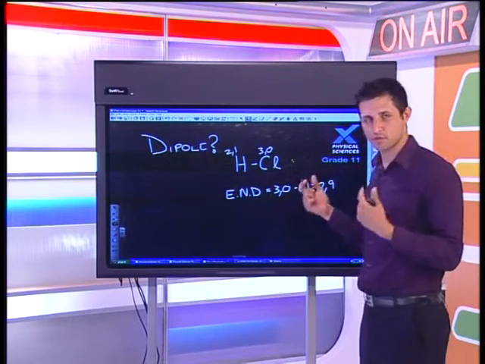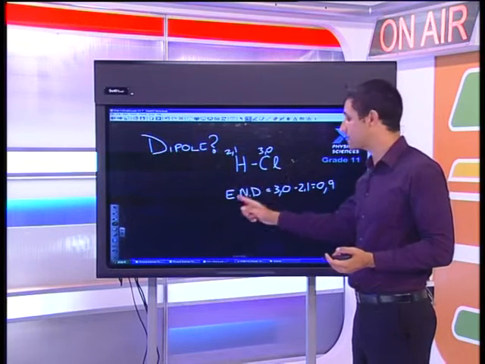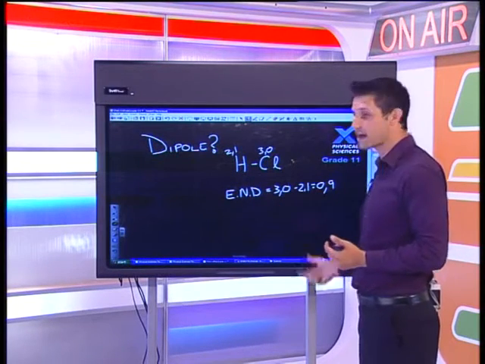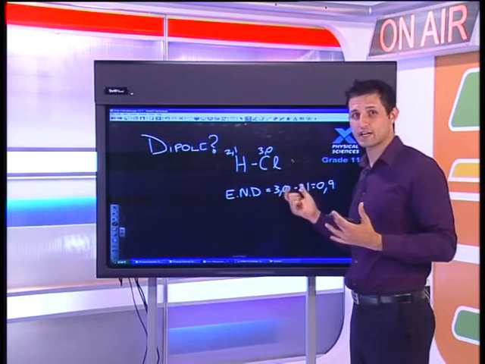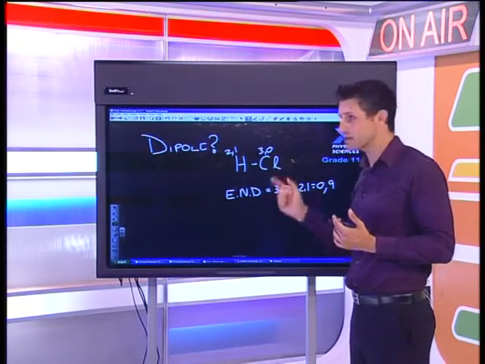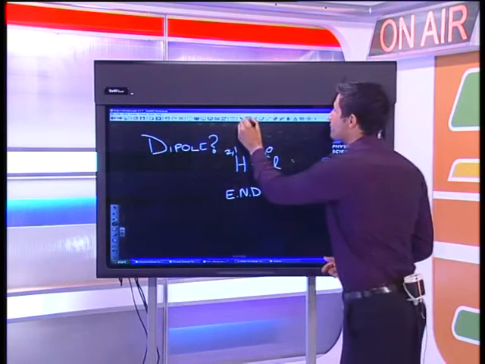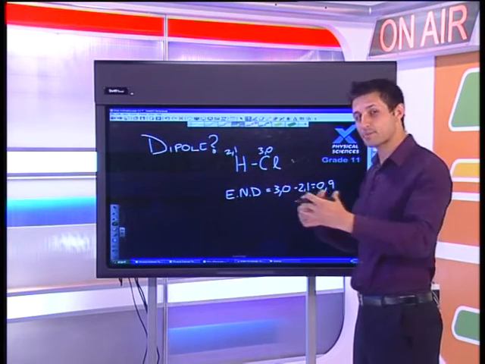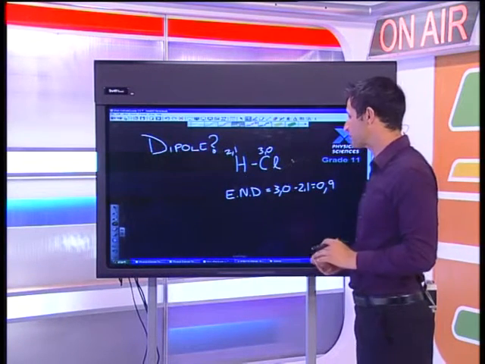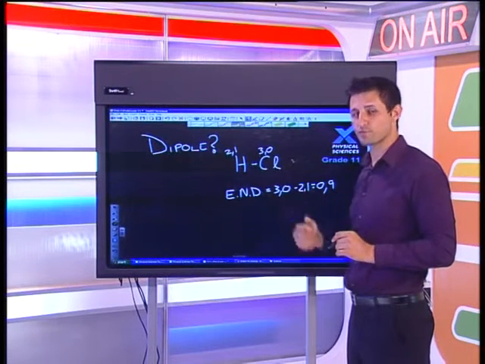Now this number seems quite meaningless. What does it actually mean if they have an electronegativity difference of 0.9? That means that the chlorine is going to grab all of the electrons, all of the negative to its side, and hydrogen is going to be left slightly without. Now this has got a very important effect. Chlorine is going to grab some of those electrons in the sharing agreement between them, and this is going to be a polar covalent bond.